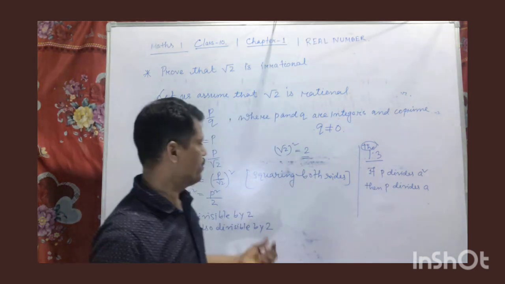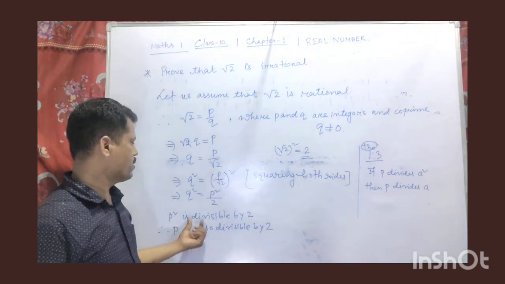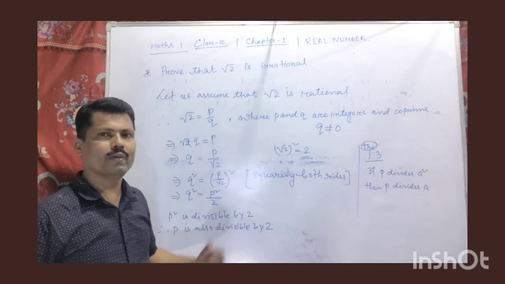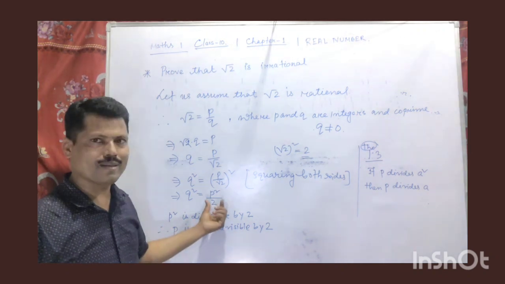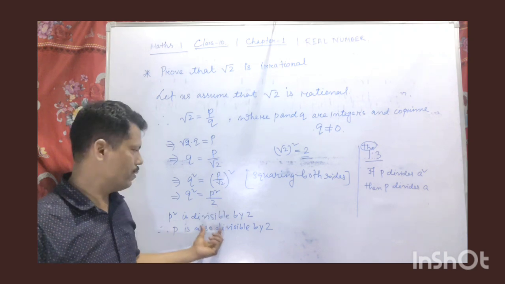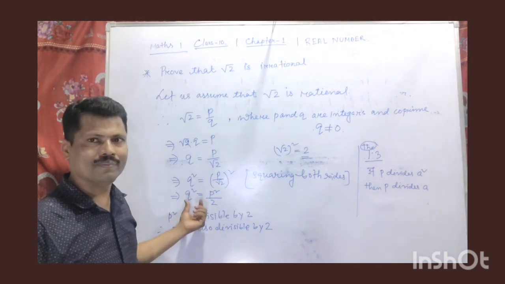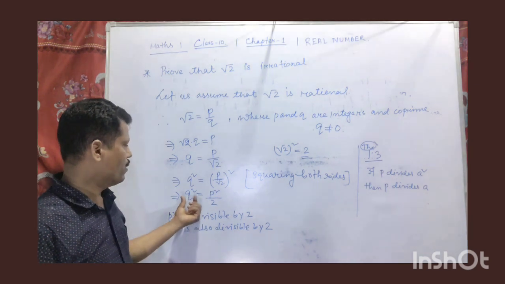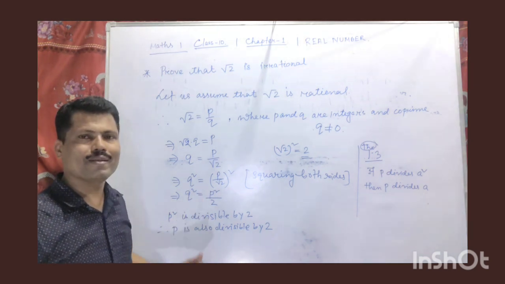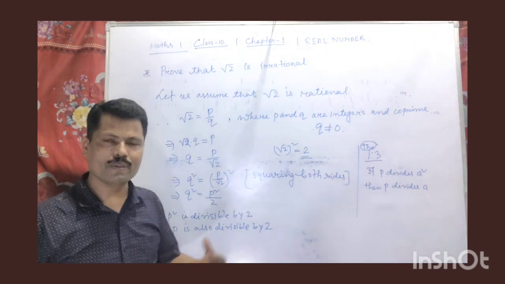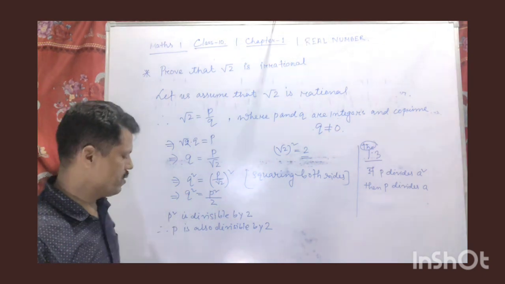So in this way we have written here: p square is divisible by 2, then p is also divisible by 2. And now, according to q also, we have to prove it: q square is also divisible by 2 and q is also divisible by 2. So let us see.